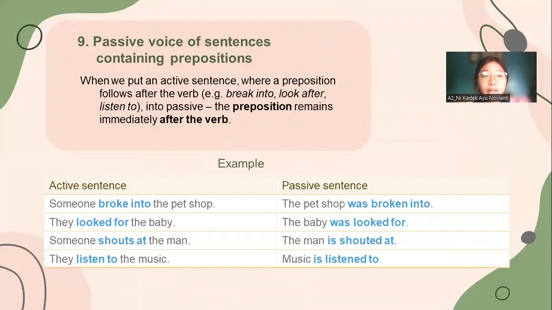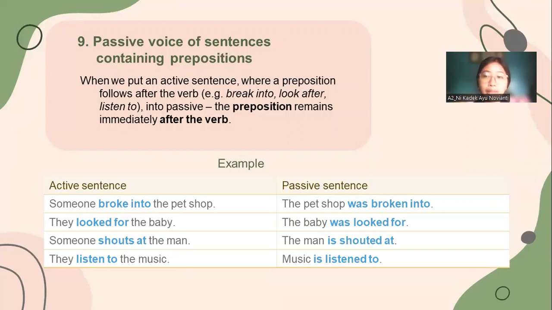Number 9 is passive voice of sentences containing a preposition. When we put an active sentence where a preposition follows after the verb, like break into, look after, listen to, in the passive, the preposition remains immediately after the verb. For example, the active sentence is someone broke into the pet shop. The passive sentence is the pet shop was broken into.